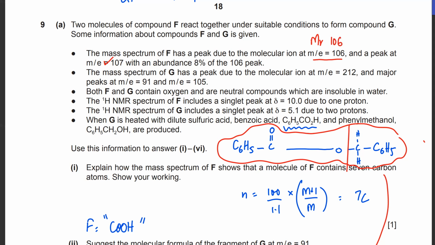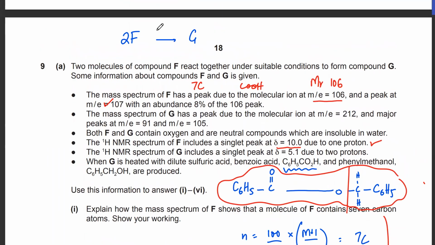You also know that it has 7 carbon atoms. They already told us, and you did the M and M+1 thing, and you figured out that it has 7 carbon atoms. Then they told us about the proton NMR, that there was a proton resonating at 10, and we figured out that it must be a carboxylic acid. So probably F is a carboxylic acid. That's the only information that we are given. And they told us that 2 of the F's combine together to form G. That's 2 moles of compound F reacting together to form compound G.